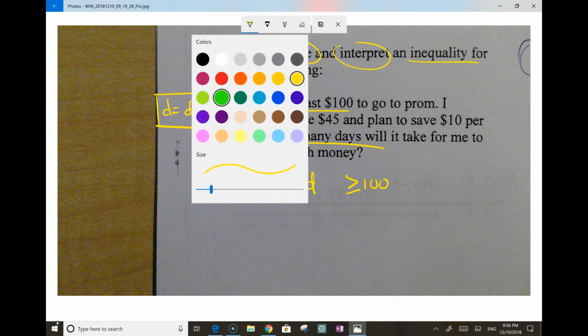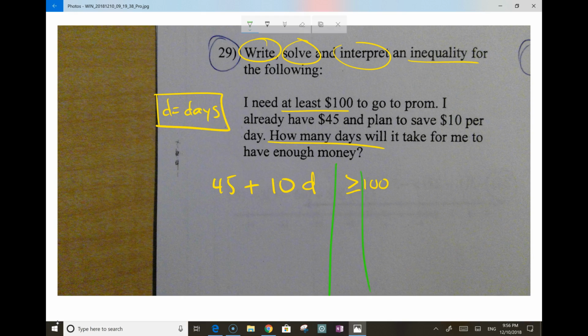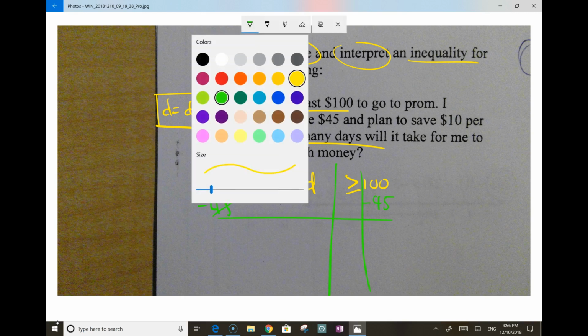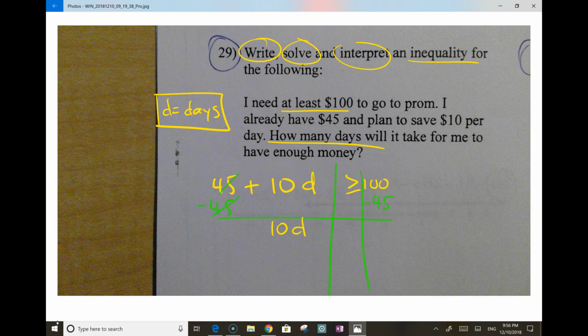And solving by this time, hopefully, has become a lot easier. So I'm going to subtract 45 from both sides. And what I get is 10D is greater or equal to 100 take away 45, which is 55. Now, if I divide both sides by 10, what I get is the following answer. D is greater or equal to 5.5.